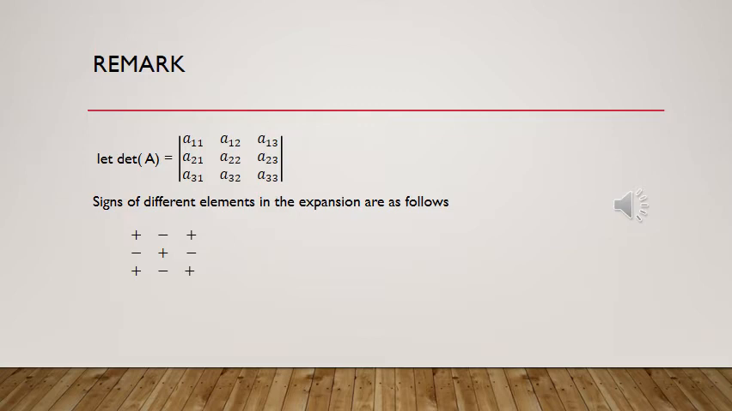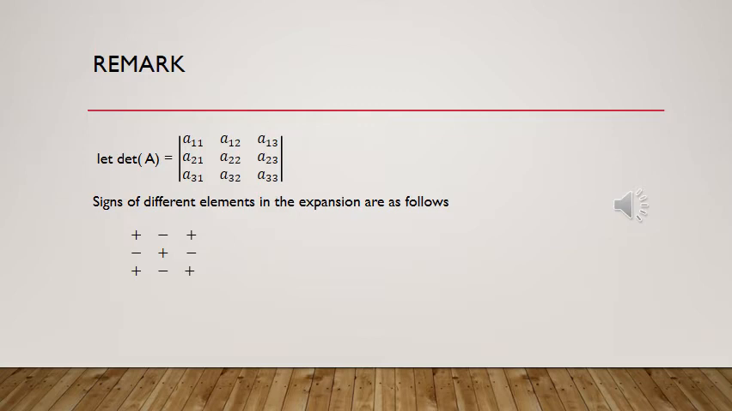Then the third row. A31, 3 plus 1 is 4, so negative 1 raised to 4 is positive. A32, 3 plus 2 is 5, negative. A33, 3 plus 3 is 6, positive. So the alternating signs will be positive, negative, positive, and so on.